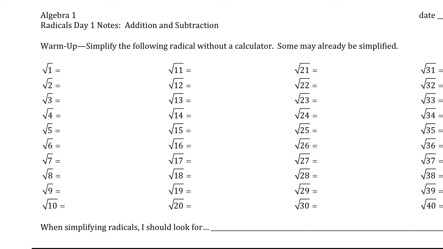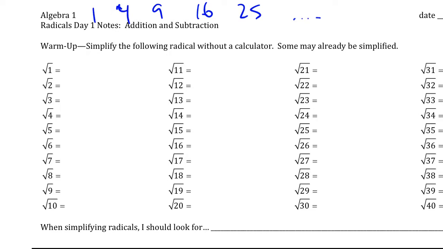So one thing that you might want to do is write out your perfect squares at the top of the page. 1, 2 squared is 4, 3 squared is 9, 16, 25, etc. You can finish writing those out up to maybe 15-ish. 15 squared is 225.